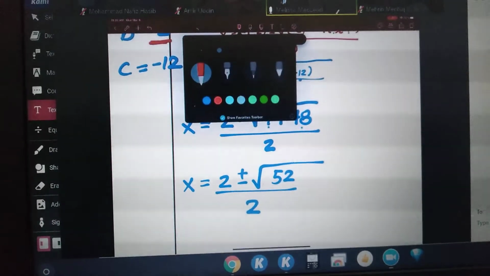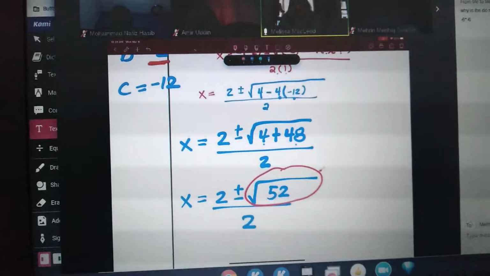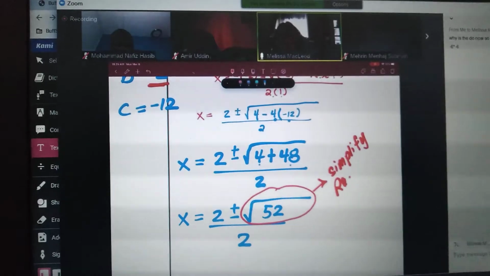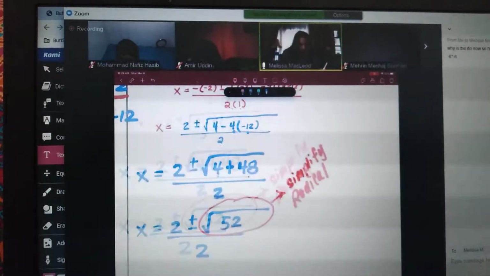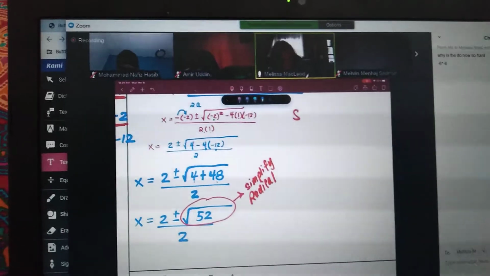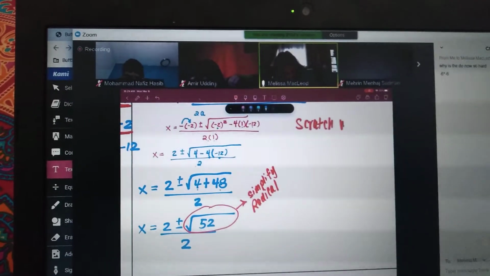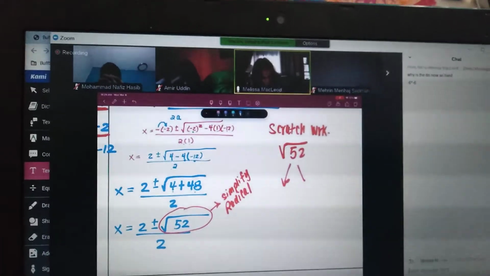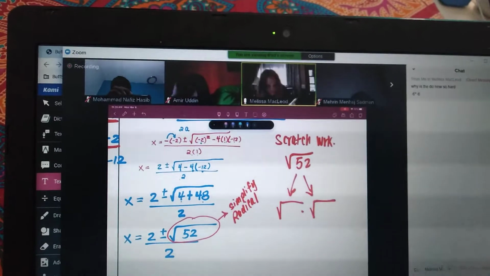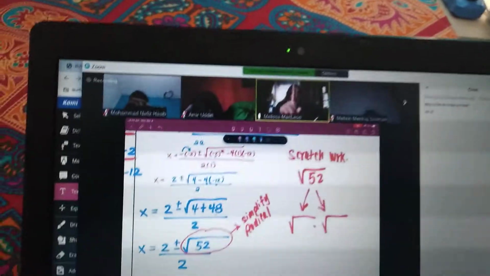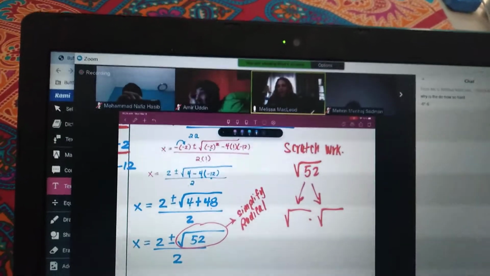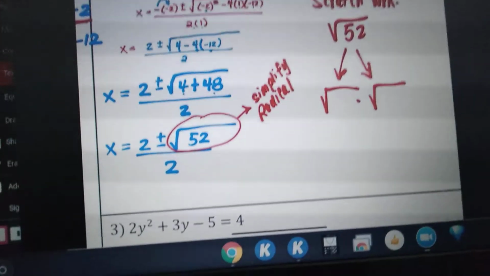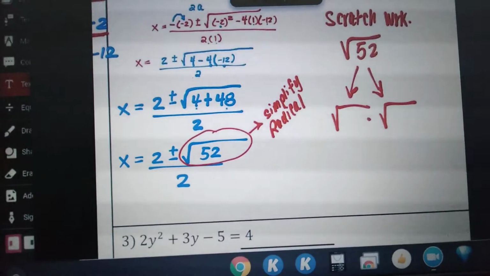We learned how to simplify radicals. I can simplify the radical. Well, we know how to do this. I'm going to do some scratch work. Radical 52. I need 2 numbers that multiply together to give me 52, but one of them is a perfect square. So let me see here. 52. What number goes into 52? Well, 1 goes into 52, but I said 1 is useless.